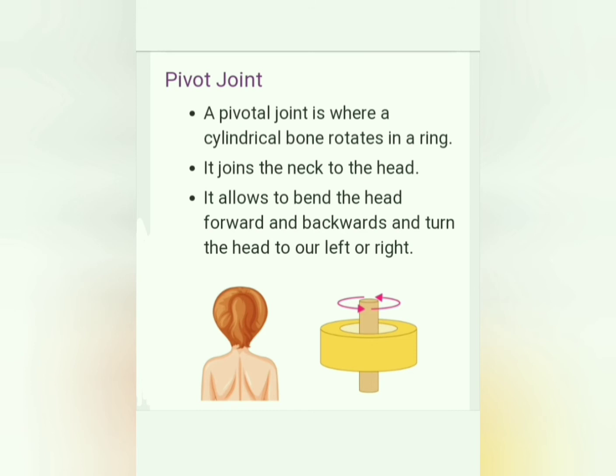It joins the neck to the head. We know that the head bone is connected to the neck bone at a point or joint. So we say that it is a pivot joint. It allows us to bend the head forward and backwards and turn the head to our left or right. This is the use of the pivot joint.